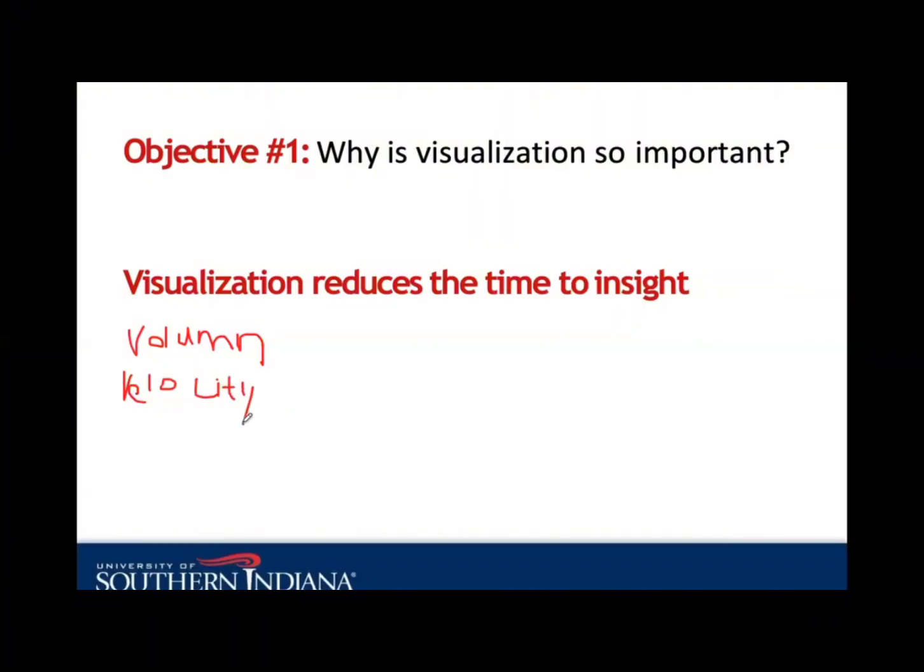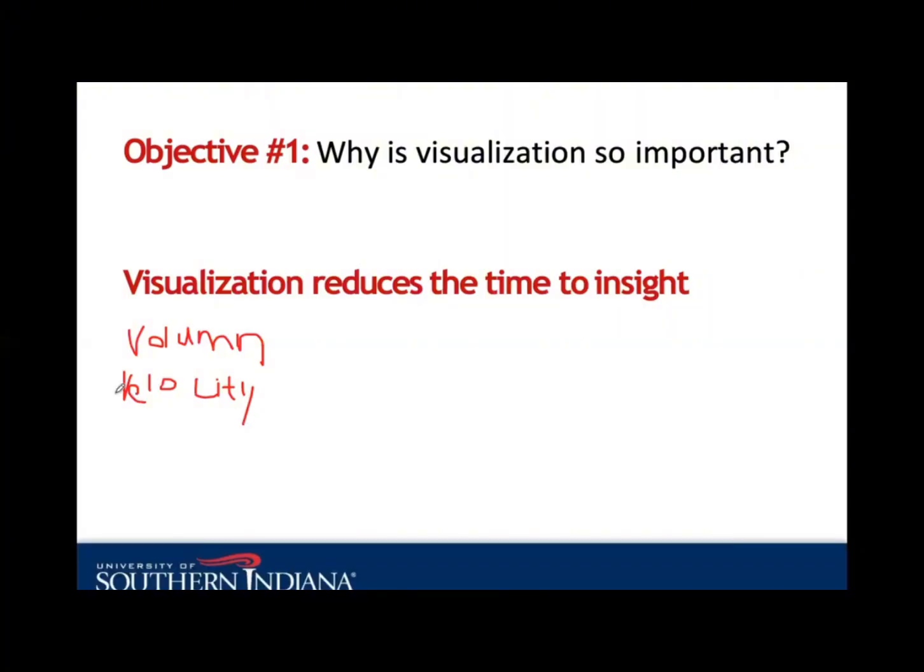So the velocity means how fast the data is coming in. For instance, 900 million photos were uploaded by Facebook users each day. So whenever we deal with social media data, it's just so surprising. You can see how much data can be transmitted and how fast it can be transmitted.